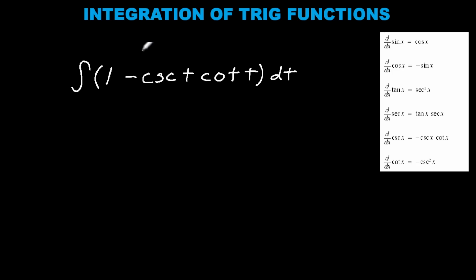In this problem, we have 1 minus cosecant t, cotangent t, dt. So this 1 over here was the coefficient in front of a t, because this is a derivative in terms of t. So this is simply t. And then minus cosecant t, cotangent t is the derivative of cosecant t. So this is plus cosecant t plus c.